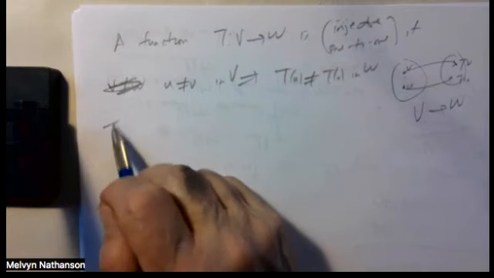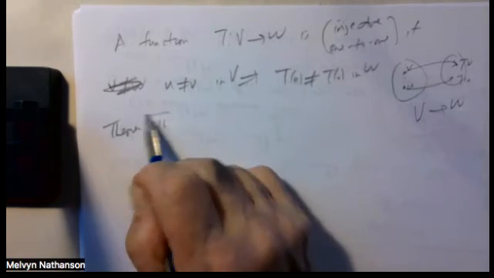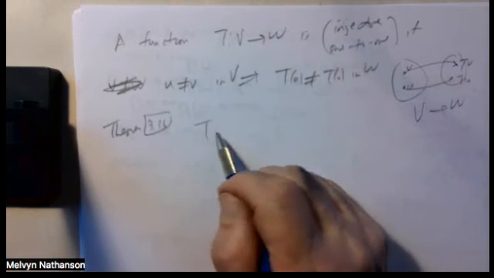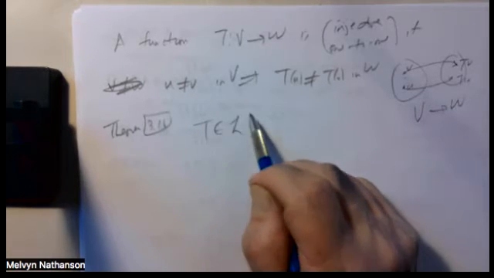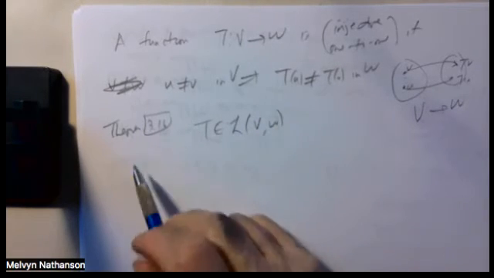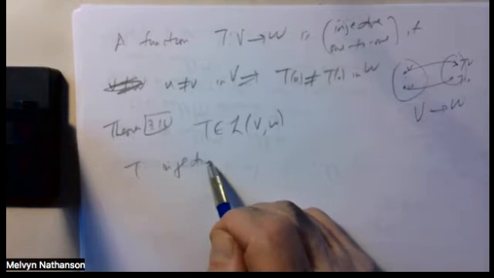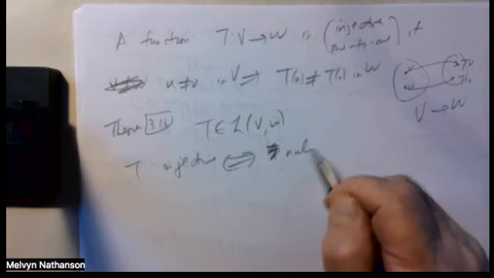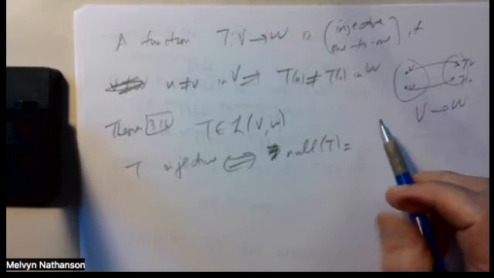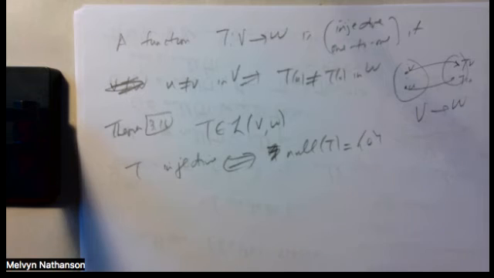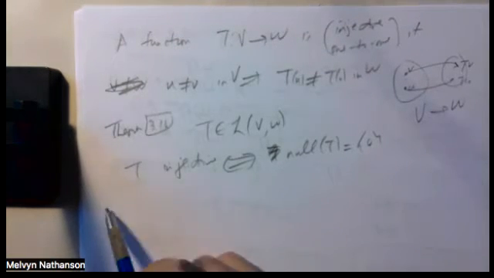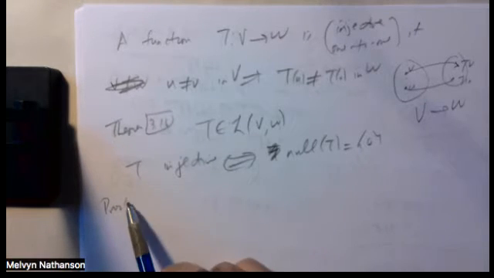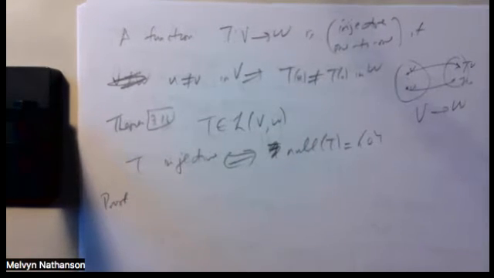And theorem 316 says that you have a linear map T from V to W. T is injective if and only if the null space of T, which is a subspace, consists just of the zero vector. So the proof is simple once you understand it, and maybe it's hard until you understand it.